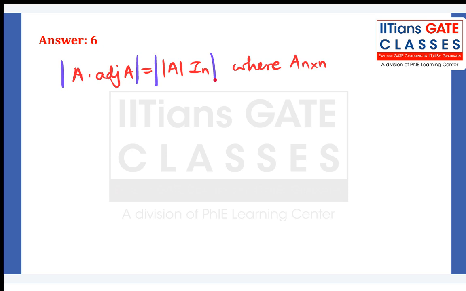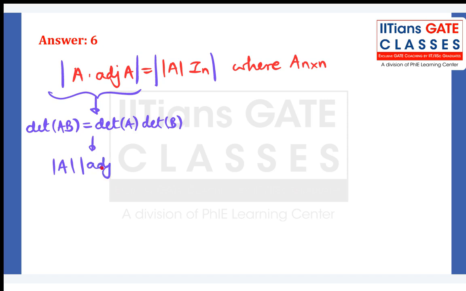To solve the LHS, we use the property of matrices where the determinant of a product of two matrices is equal to the product of the determinants of the individual matrices. So that gives you determinant of A into determinant of adjoint of A. On the RHS, determinant of A is a scalar. It's a number. Determinant of any matrix is a scalar. So we use the property that the determinant of a scalar K multiplied by a matrix A is written as K power n into determinant of that matrix A.